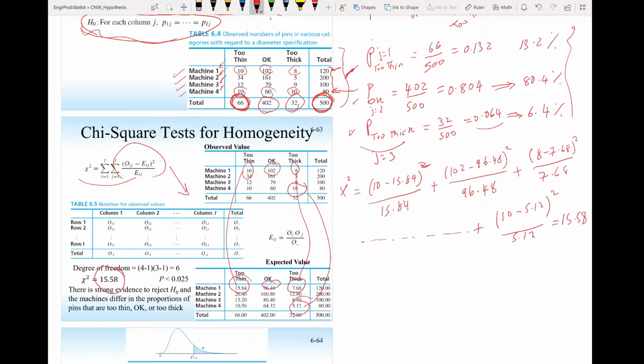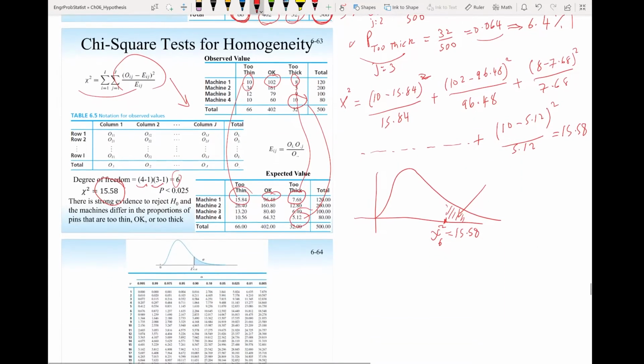Now, when you look at the chi-square distribution, what degree of freedom are you going to be using? Well, the degree of freedom here is the number of systems or rows minus 1 times the number of columns or categories minus 1. So that would be 3 times 2, which is 6. So the degree of freedom is 6, and I am looking for 15.58, and I want to see what this alpha is. Is 15.58 large enough to conclude the machines cannot operate the same way? Some machines bring too thin pins more than too thick. Other machines maybe bring more okay than the remaining.